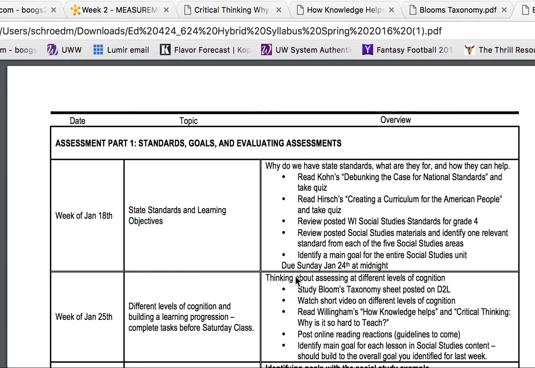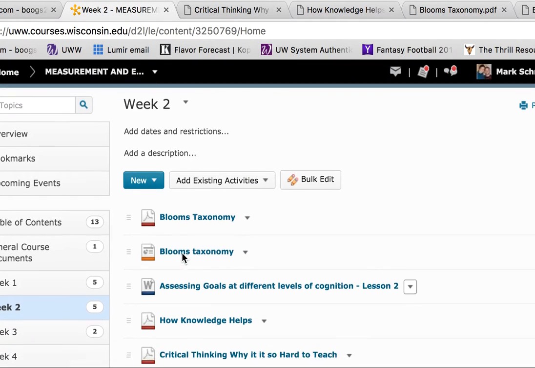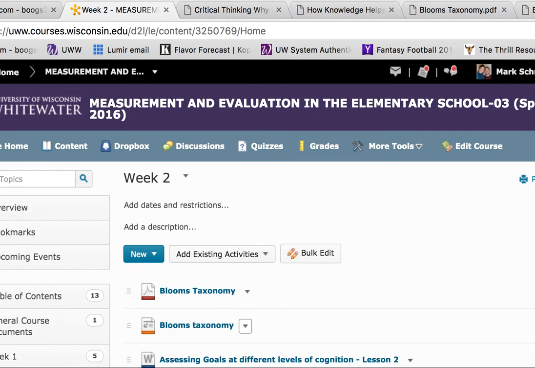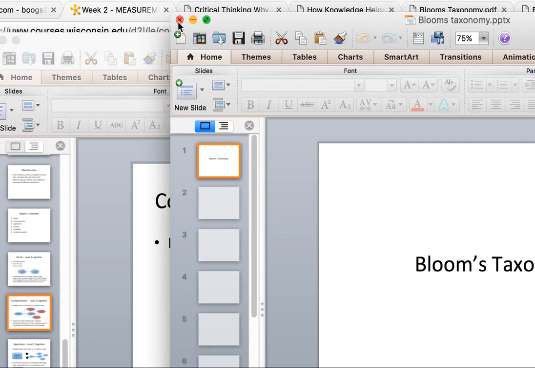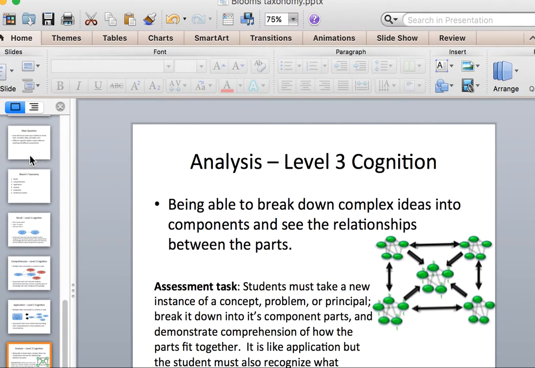All right, so if you look at this, one of the things we're going to be talking about is Bloom's taxonomy. And I have a couple things that I want to show you about this and a couple ways I want to describe it. There are a couple of resources to help you. One is this general document. If we go to week 2 and look in here, I have this document. I also have a PowerPoint that I added that gives kind of a representation visually of the different levels.